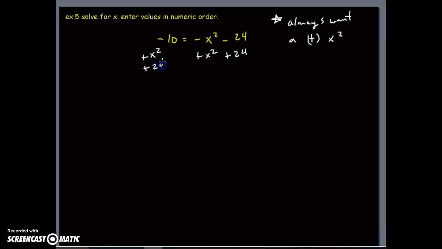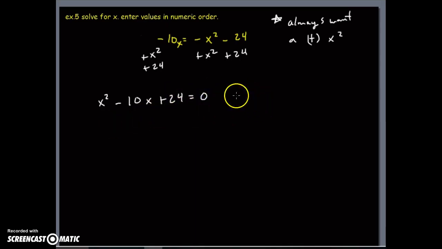plus 24. You can rewrite this as x squared, and there should be an x here. I should have written an x here. Made a mistake in the example. This should be negative 10x, sorry. So we have positive x squared minus 10x plus 24, sorry for making that mistake, equals 0.